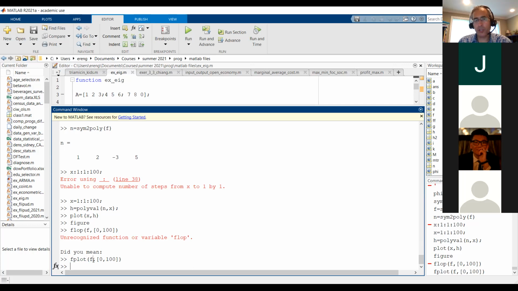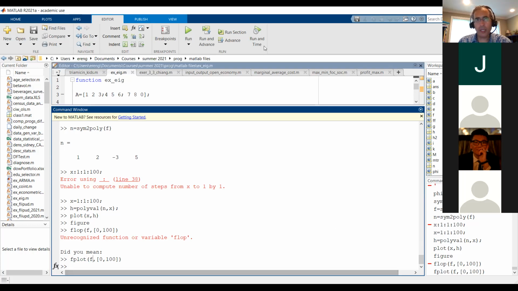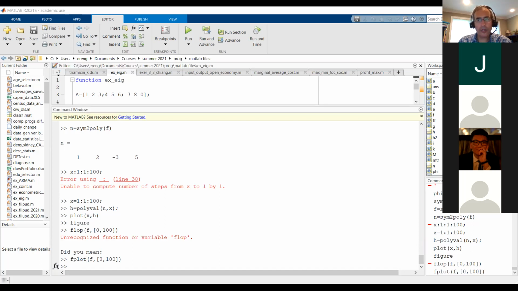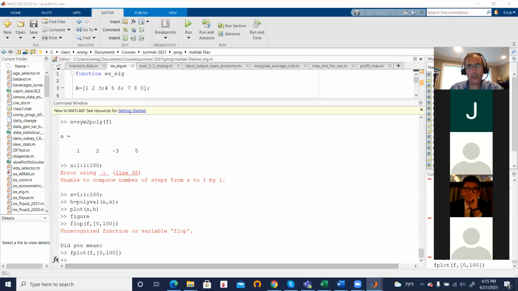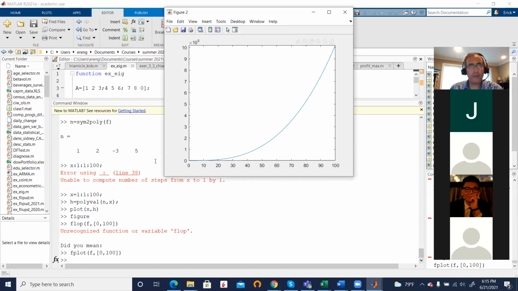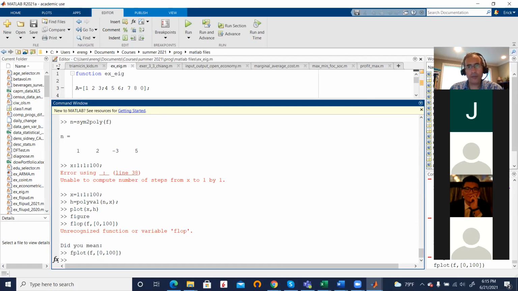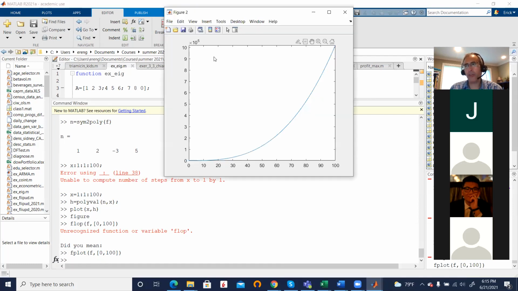Professor, we can't see the graph, by the way. Yeah. Okay, so let me. Now, do you see the graph? Guys? Yep. Okay, perfect. Do you understand?